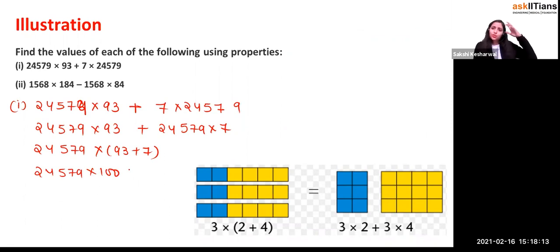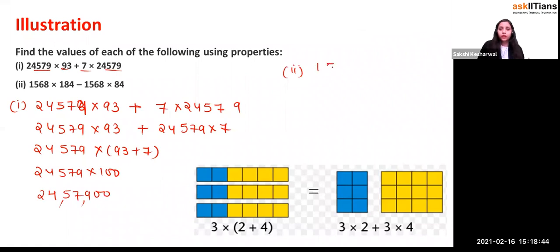You can just do all these things with a little bit of practice. You will see that you can do these questions in your head also, right? You can just see that 93 plus 7 is what? 100, and both of them are equal. So this is equals to what? 2457900. That's your answer. You can do this orally, right? But sometimes it requires a little bit of practice. So it will be what? 2457900, right? So this is equals to what, beta? 24 lakhs 57,900, right? Coming to the second part, right?